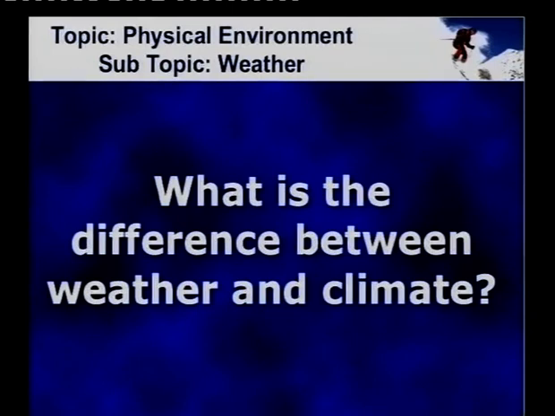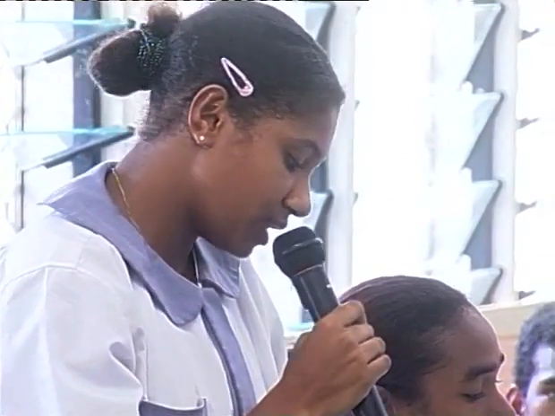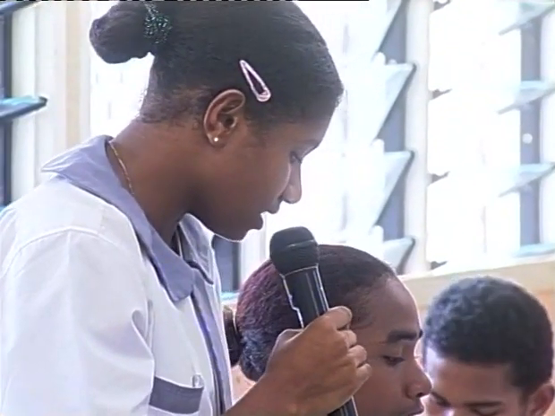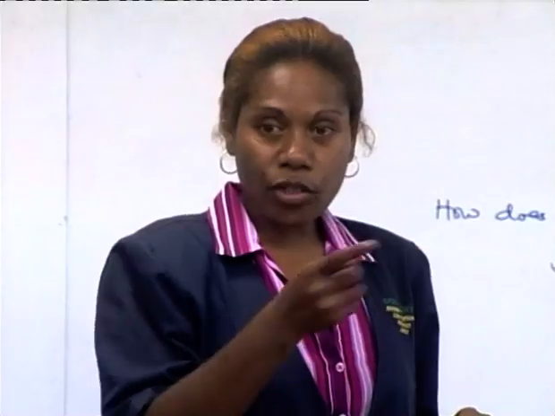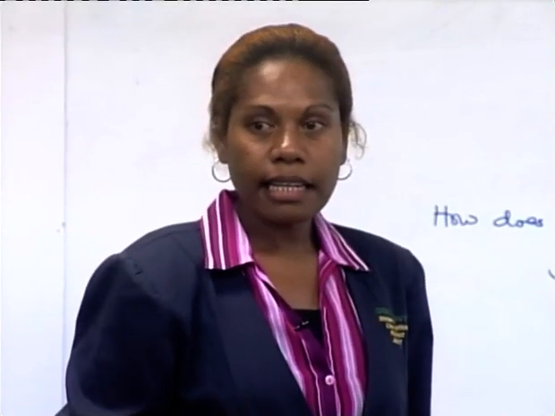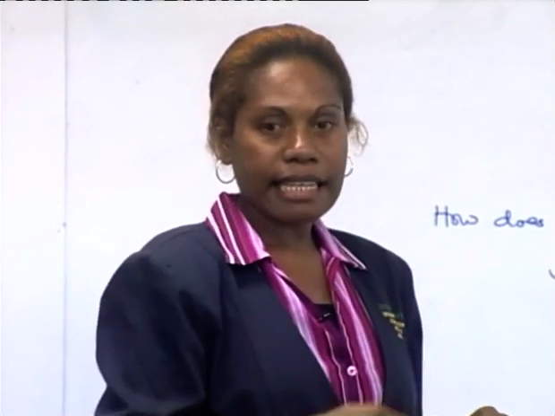Okay, let's have Hane, thank you. Weather is the amount of rainfall, clouds, sunshine, wind, and temperature of a day. And climate describes the pattern of weather over a long period of time. All right, good. Did you get that? Have you got the same answer as Hane, or the answer along that line? Yes. All right, good.